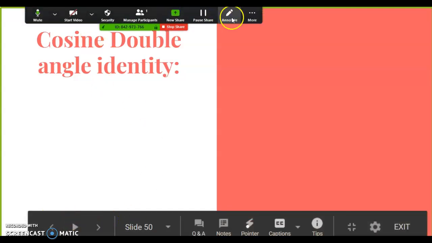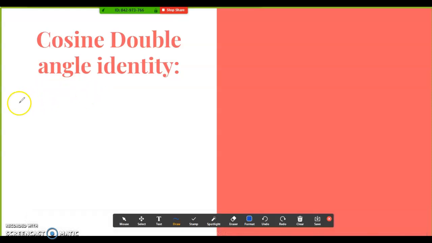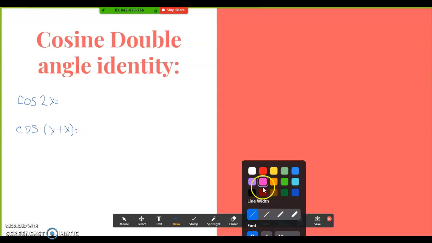All right, let's derive the double angle identity for cosine. And we'll just do the same thing. We know the double angle identity for cosine is going to be written as the cosine of 2 times x. So to see what that's equal to, we're going to use the cosine sum identity. So I'll rewrite that as the cosine of x plus x. Now recall that sine switches, cosine stays the same.